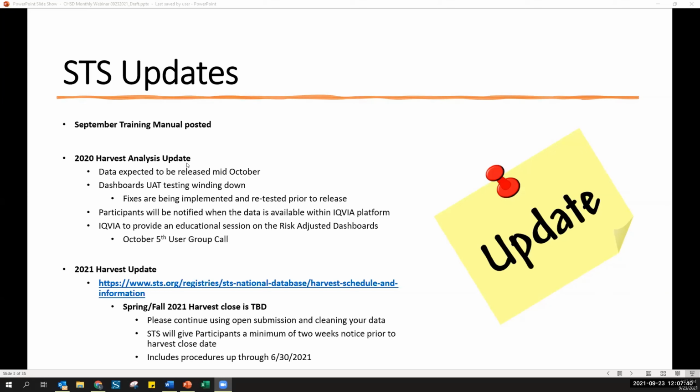Please continue using the open submission and cleaning your data. Obviously, we'll give you plenty of heads up to get any data cleaned up and resubmitted during the current harvest. The 2020 analysis report will be released in mid-October, which gives you ample time to review it, look at your data, clean up any data, and get that data resubmitted for the 2021 harvest. More information on that close date will be coming once the reports are released and we get proper feedback from you all. And of course, just a reminder that the 2021 harvest will include procedures up through 6/30/2021.